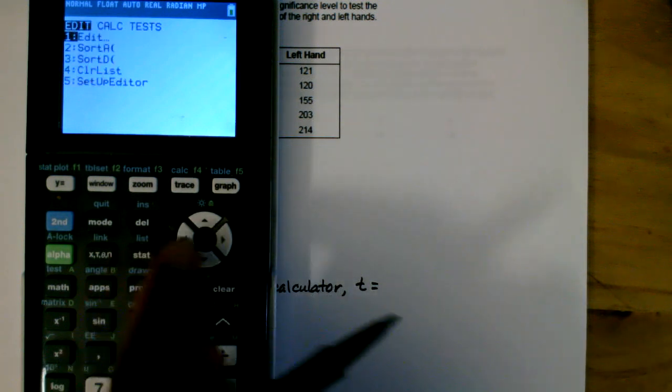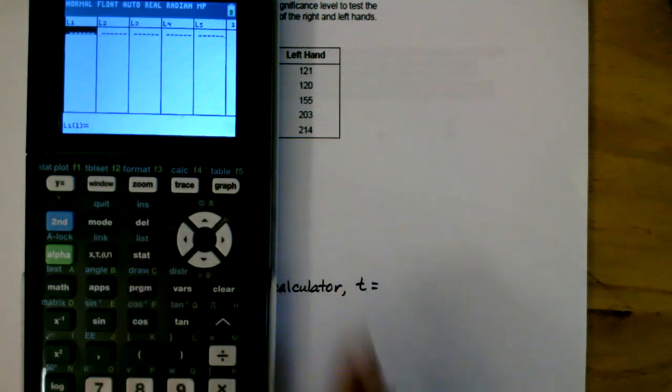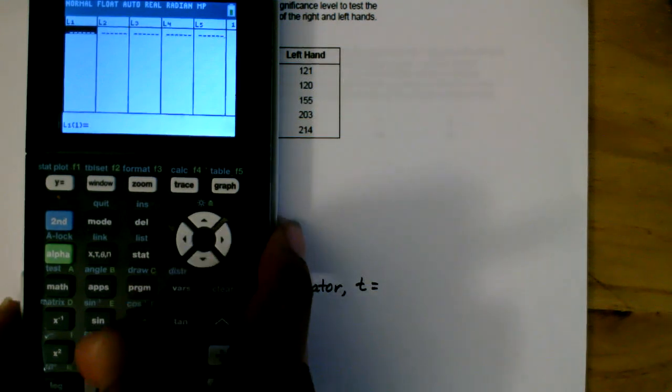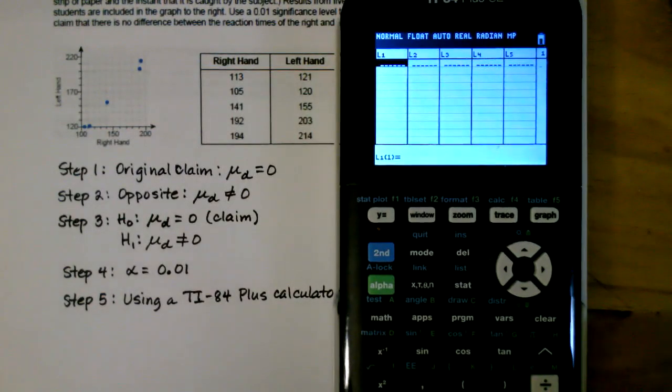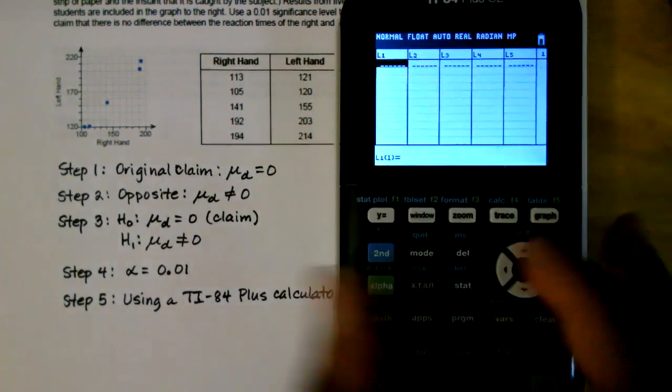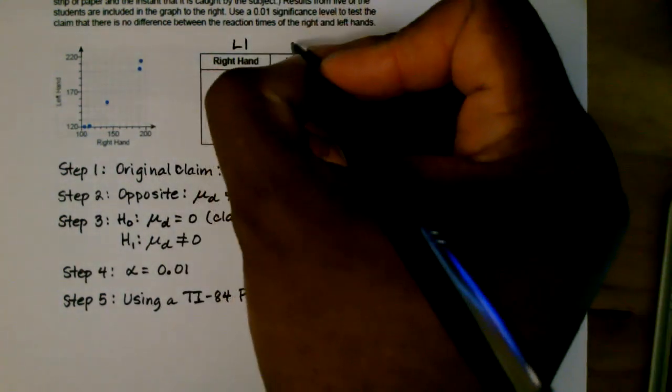To verify that, just press the Stat key and then number 1 for edit. You'll see that those data values are cleared. Okay, so now we're going to enter the right-hand data values in L1 and the left-hand data values in L2.